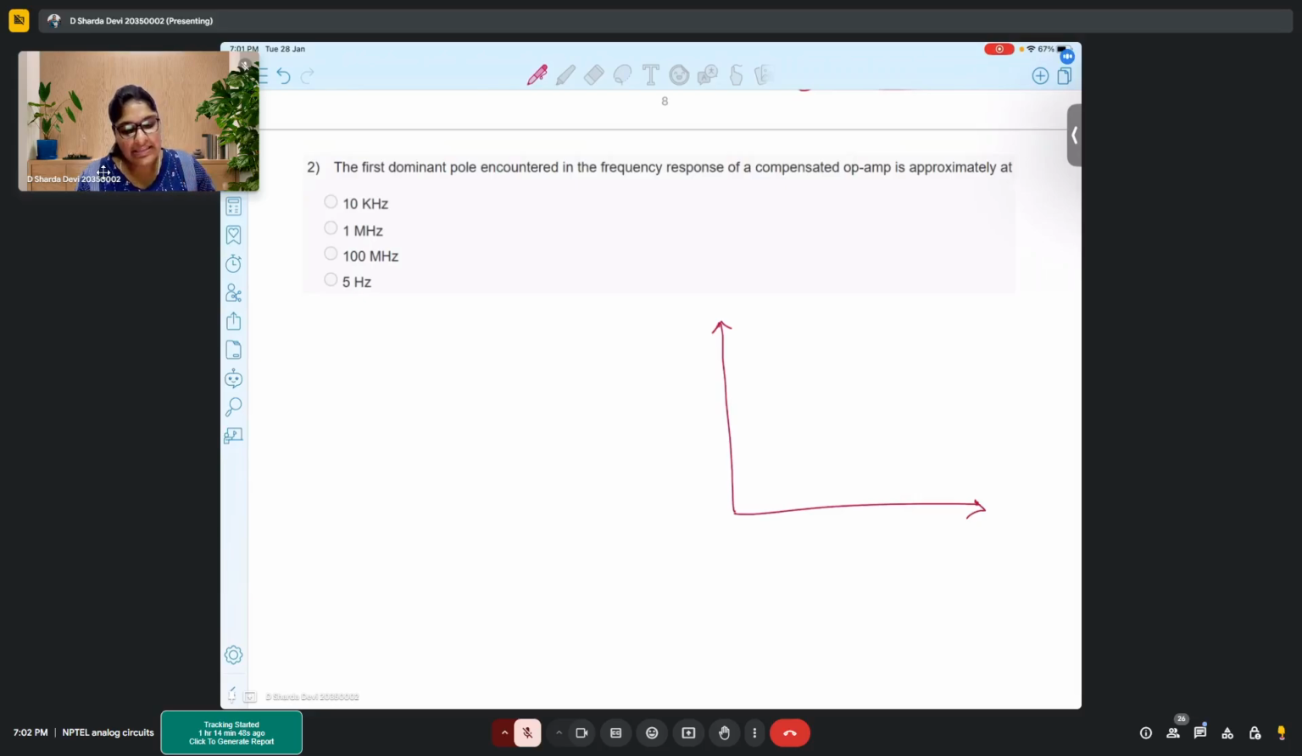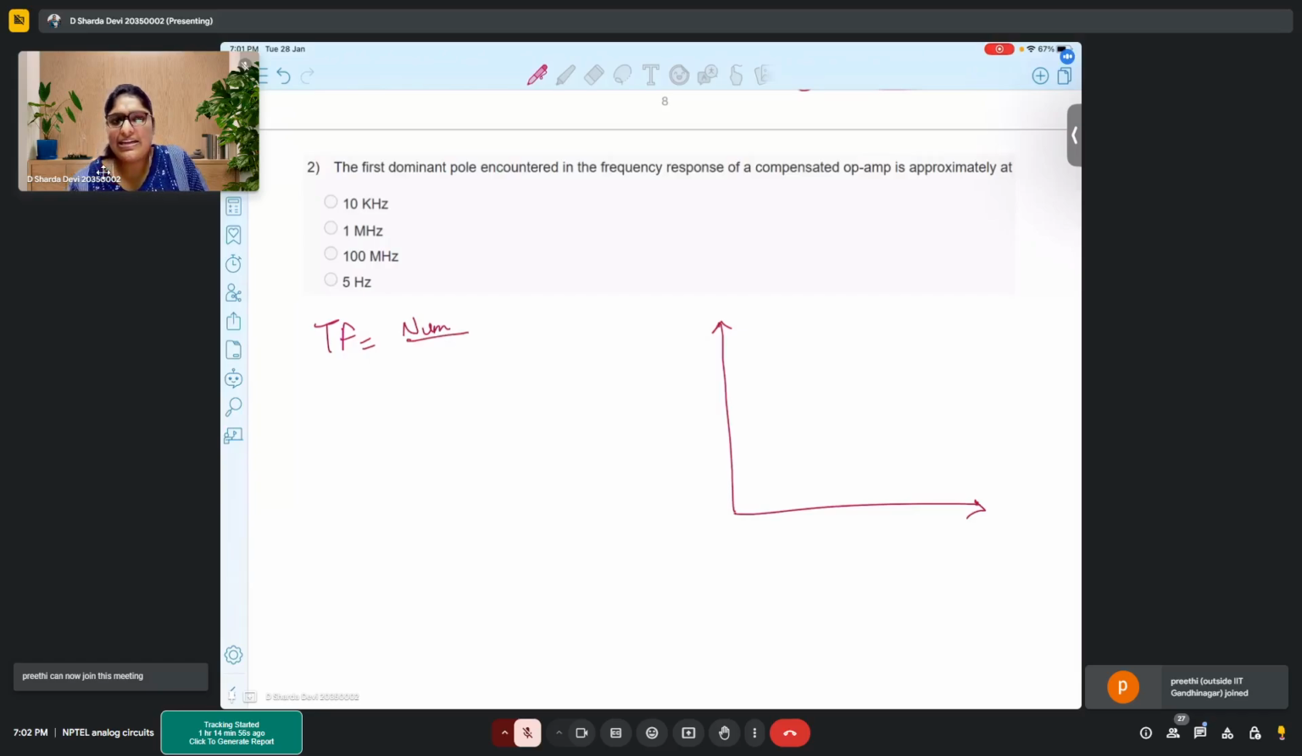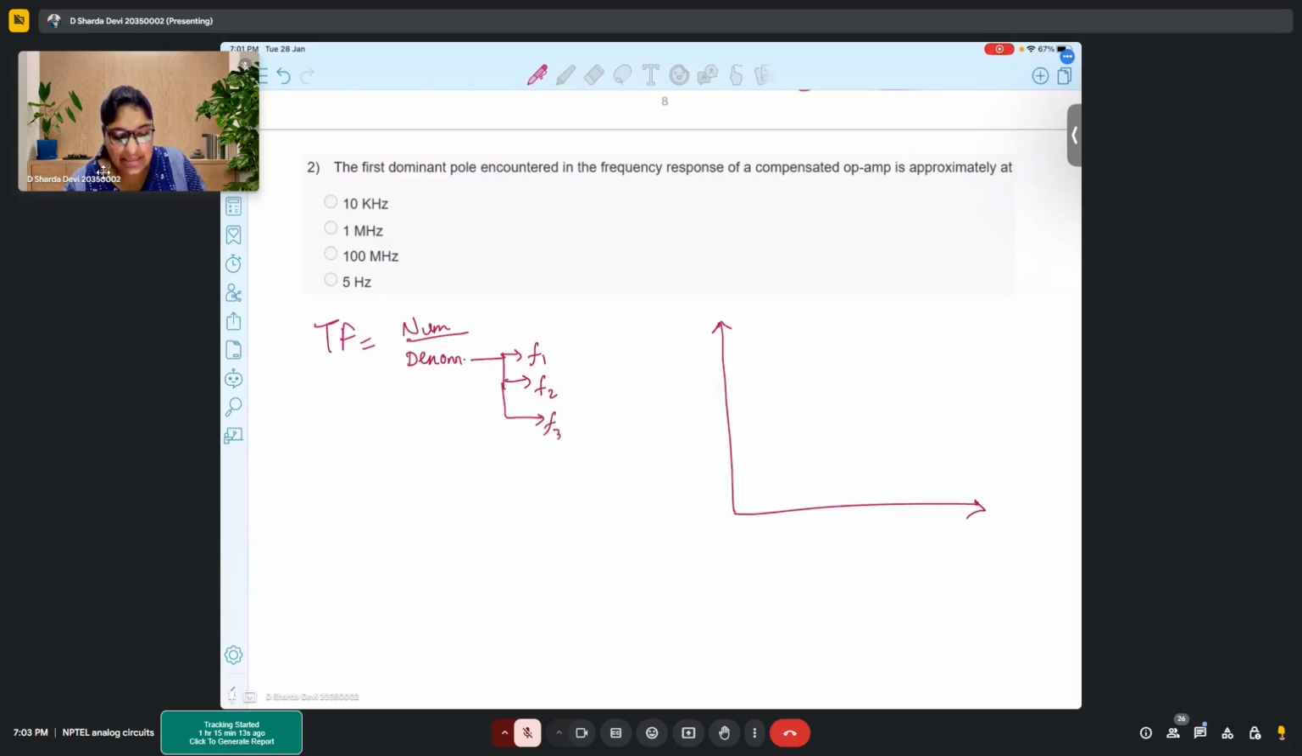So let's say you had a transfer function, it has some numerator, but as I said, the zeros are not of very much importance to us right now. So let's say we only consider the denominator, okay? This denominator gives us three frequencies: frequency 1, frequency 2, frequency 3. When you have multiple frequencies, definitely one will be smaller than another, so let's say frequency 1 is less than frequency 2, less than frequency 3.